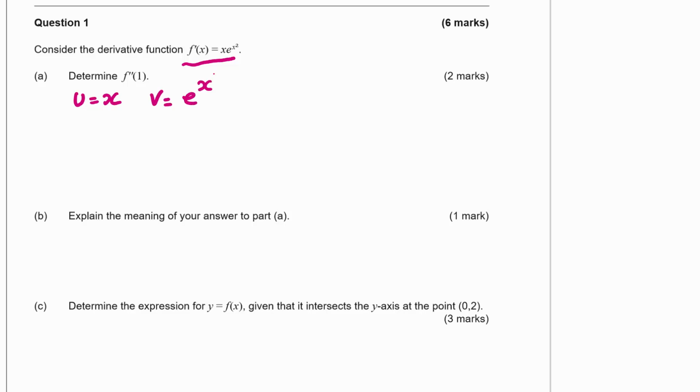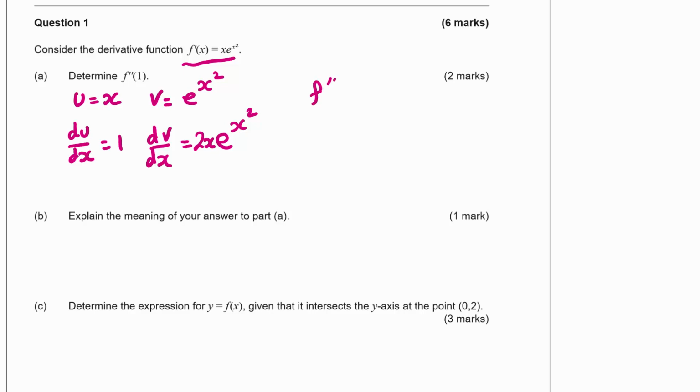Now, this is a product, so if we say that u is equal to x and v is equal to e to the x squared, then du dx is equal to 1 and dv dx is going to be, use the chain rule, it will be e to the x squared, but we need to multiply that by the differential of the inside function, so that's going to be 2x e to the x squared.